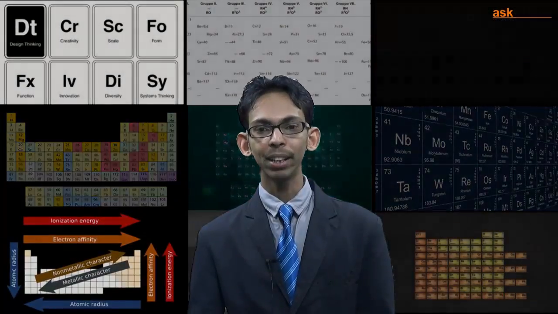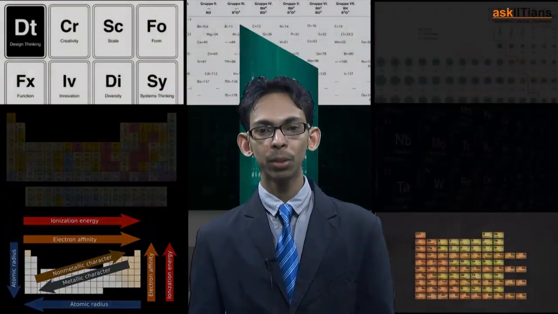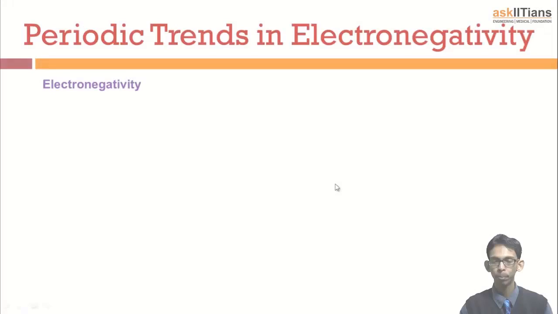Welcome back students. Now we are going to study periodicity in electronegativity, valency and metallic and non-metallic character in this video, and then we will be able to know why non-metals are present on the extreme right while metals are present on the left of the periodic table. So let's start. Periodic trends in electronegativity.